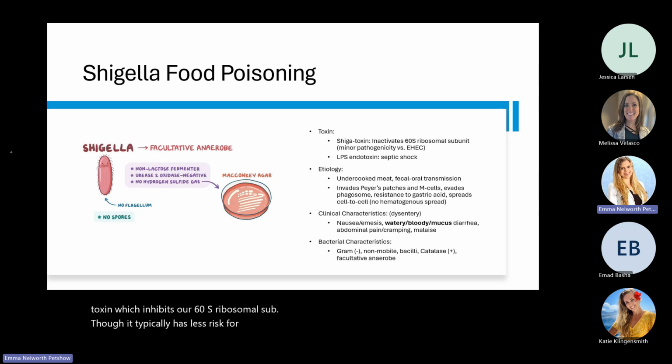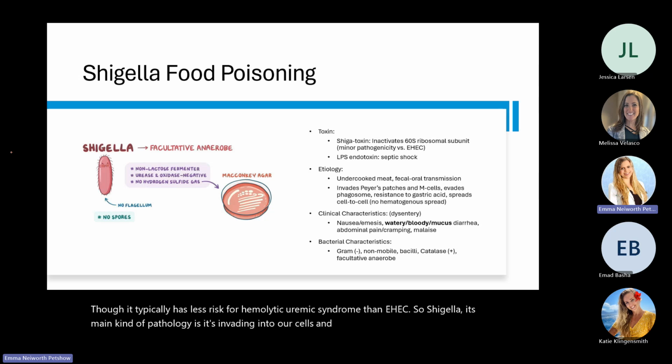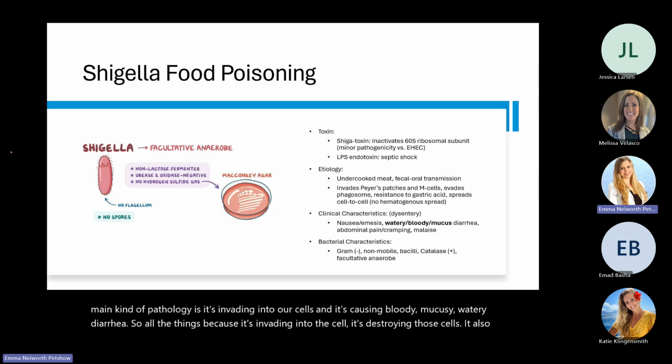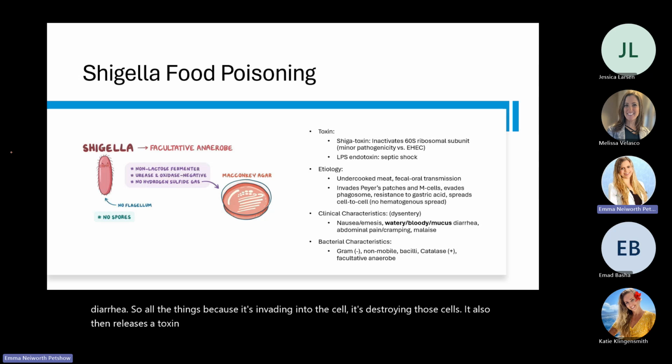So Shigella, its main pathology is it's invading into our cells and it's causing bloody, mucousy, watery diarrhea. So all the things, because it's invading into the cells, destroying those cells. It also then releases a toxin which stops proteins from being created by affecting our ribosomes. And so that is kind of its secondary pathology.